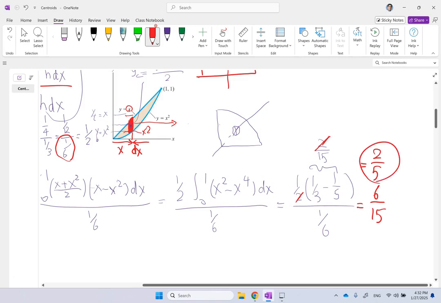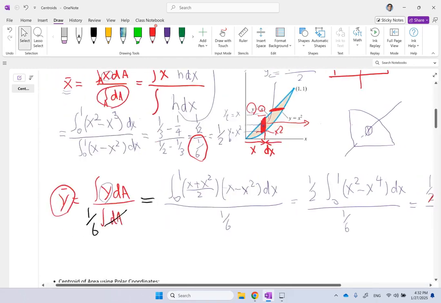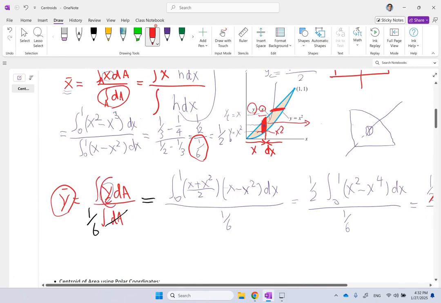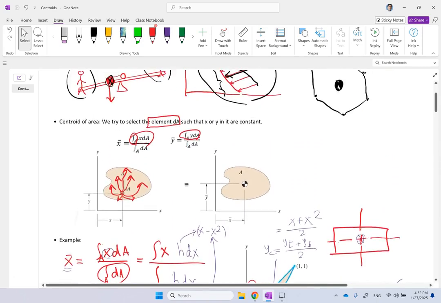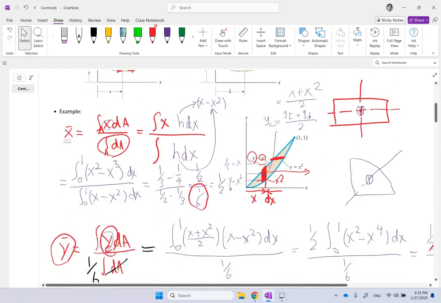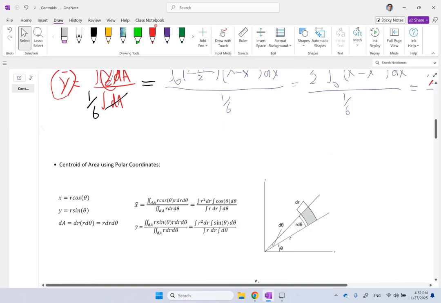So to calculate y bar, yes, I can use that vertical bar. I don't need to use that horizontal bar. But I have to use the y of the centroid of that rectangle right here. And yes, I can use that element to calculate both of them if I want to. Okay, so that's another thing that I wanted you to learn about the centroids and doing centroids of areas.